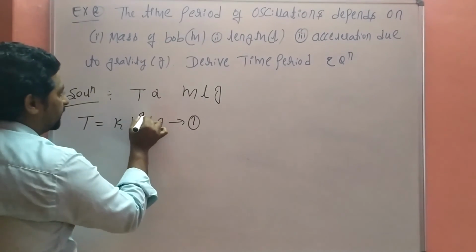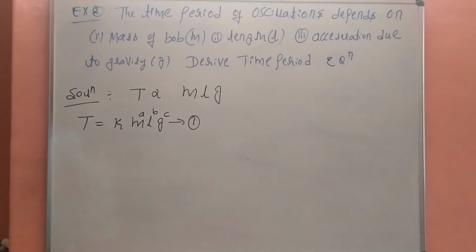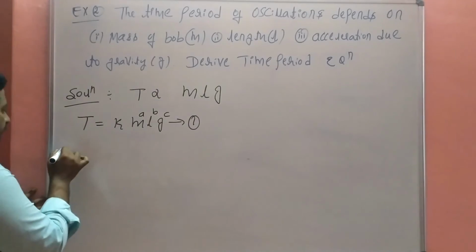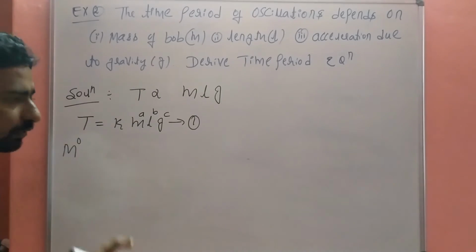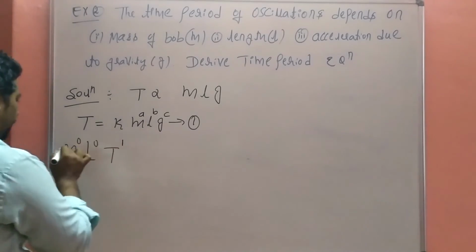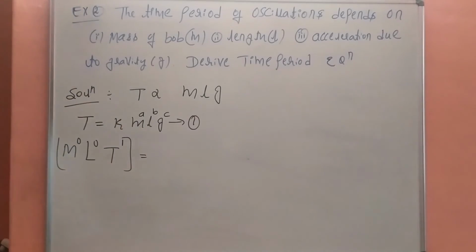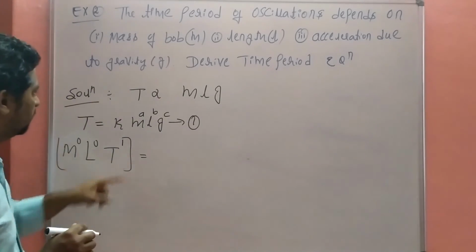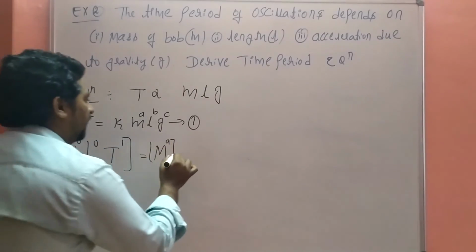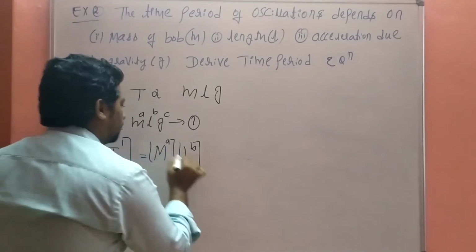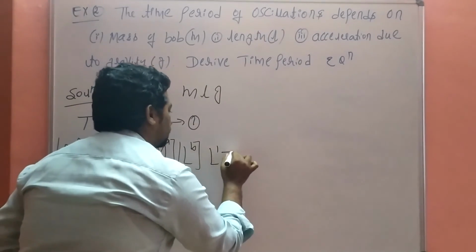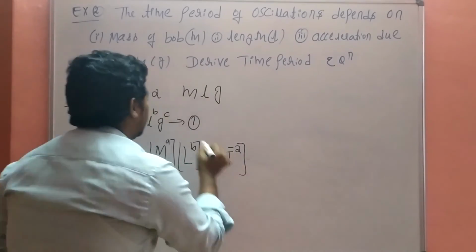So powers to the law. This power is A, this power is B, this power is C. Simple step, come to the second point. Time: M power 0, L power 0, T power 1. Correct? This is the equation. K is constant, skip that one. M to the power of A, L to the power of B, then acceleration due to gravity, meter per second square, length T minus 2, to the power of C.